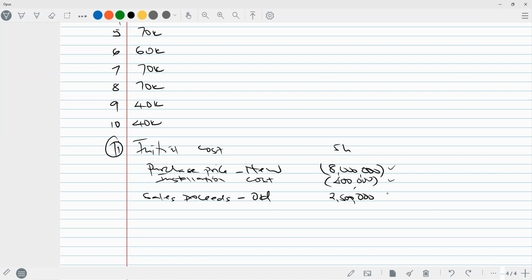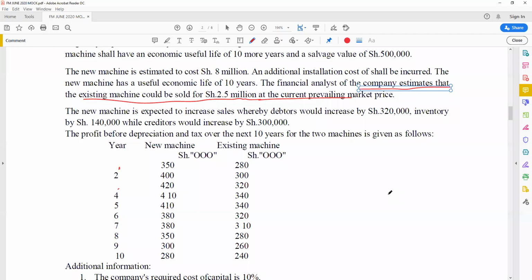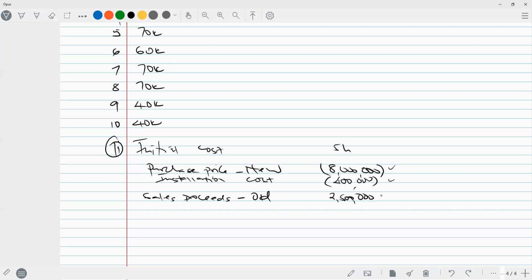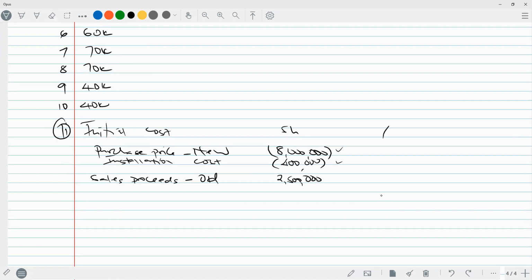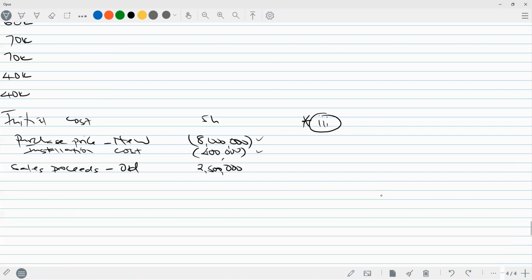Therefore it's positive. Then at the same time, this company will be investing towards working capital. The company is told that the new machine is going to increase sales, where debtors should increase by 320, inventory by 140, and creditors by 300. So here we have working capital. Let me call it working 3, on working capital requirement.